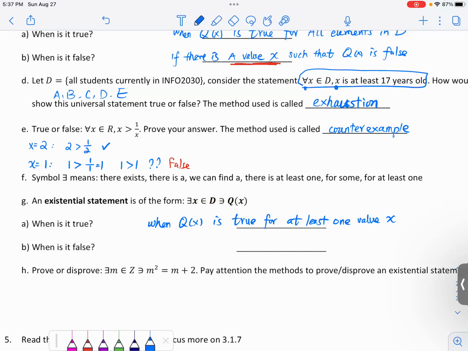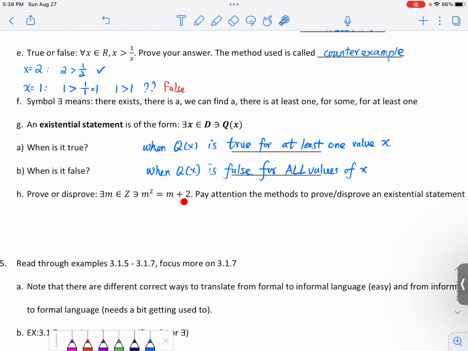When is it false? That means you cannot even find one value of x in D so that this is true. In other words, when Q of x is false, because you cannot find any one value in D so that this is true. That means it is false for all values of x. This is how you show an existential statement to be false.